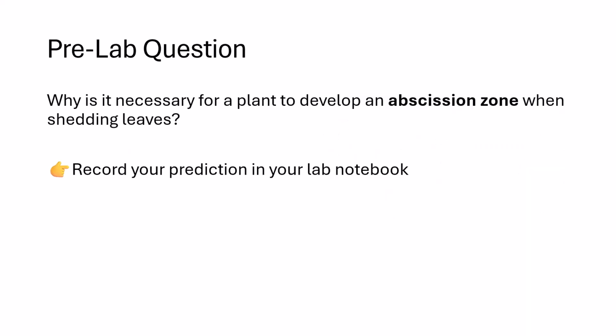As you think about this question, focus on what problem the plant is solving. What would happen if a leaf just tore off randomly? Think about protection, water loss, and disease entry. Write your prediction in your lab notebook before you start the observations.